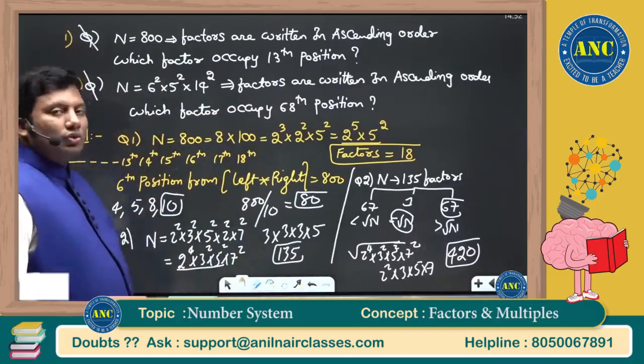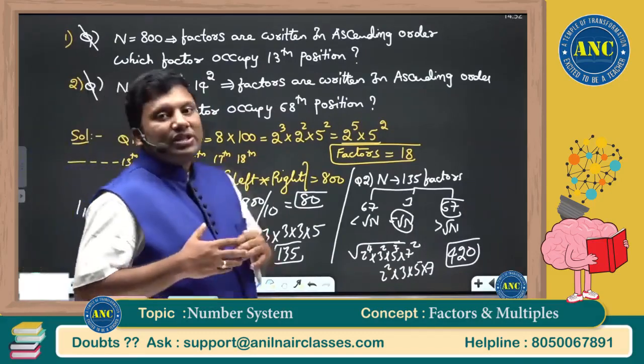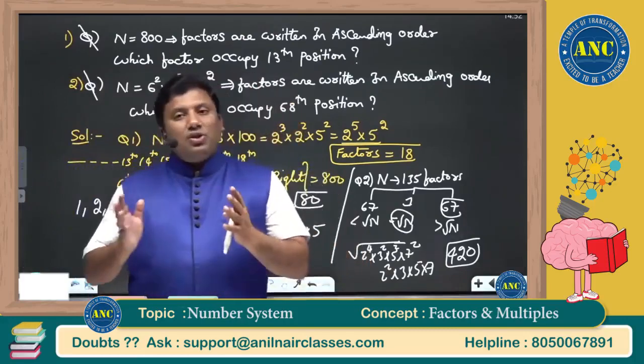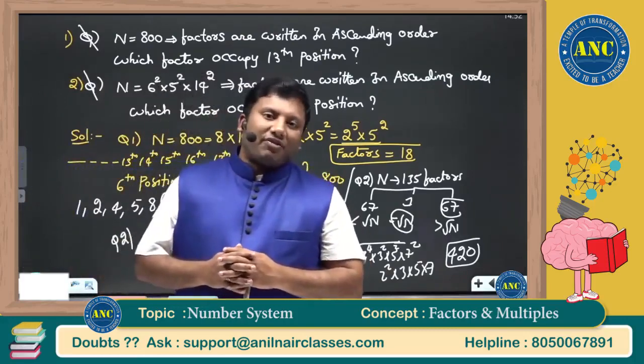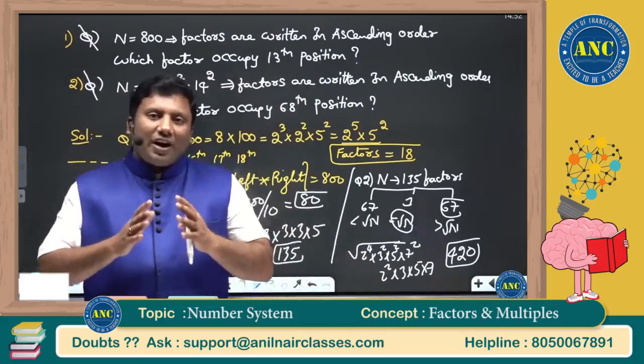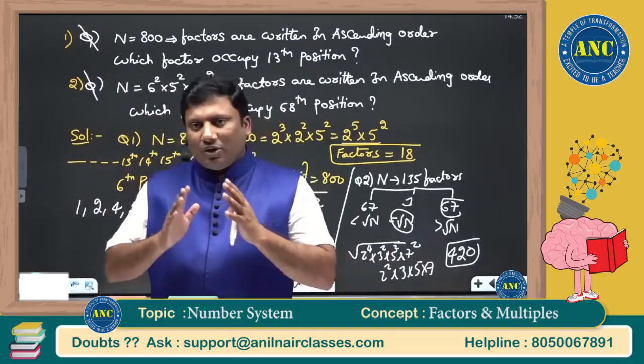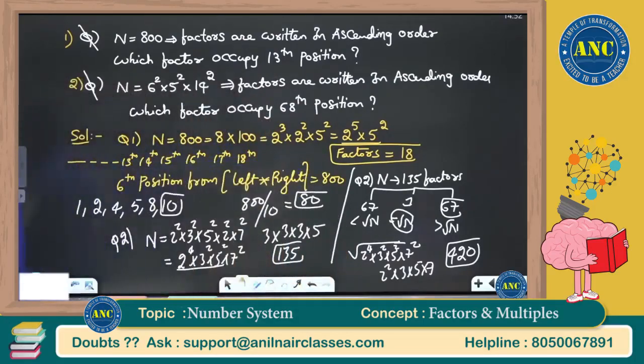Two questions. The second uses the perfect square logic. The first uses the concept that nth factor from left into nth factor from right is equivalent to the number itself. I hope the idea is clear.